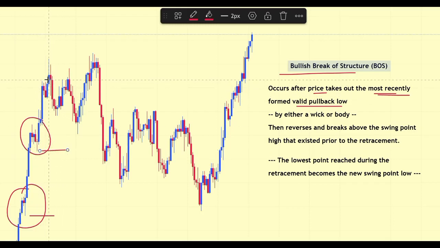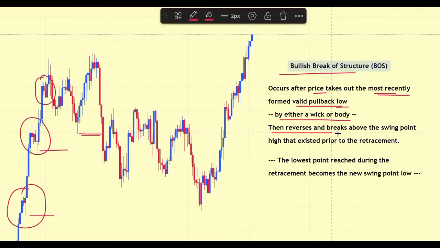And then coming up, we can clearly see that this one here is not a valid pullback. So this means that the valid pullback low is this one here. And we can clearly see that this here is the recent valid pullback that price took. And in this case, it was by a body. We can clearly see right here, we say that by either a wick or a body. So this takeout of the recently formed valid pullback low can be by a wick or body. And you can clearly see in this case, it was by a body.